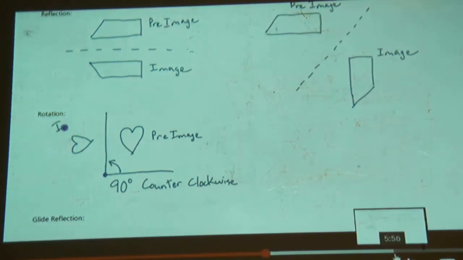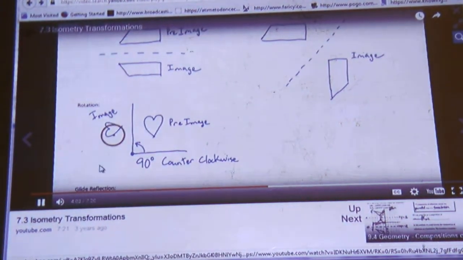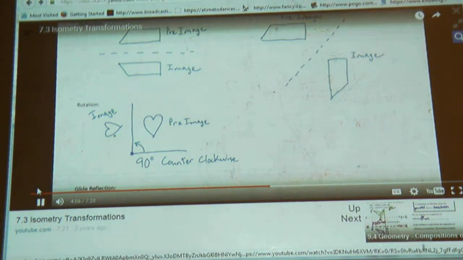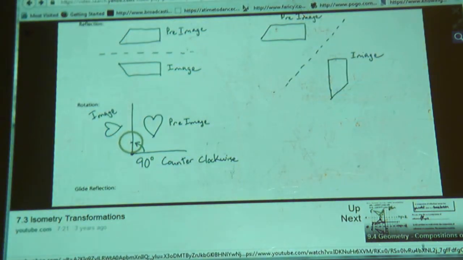And that's all we're going to see because the rest we're not covering. Notice that a 90-degree counterclockwise rotation is the same as a 270-degree clockwise rotation.